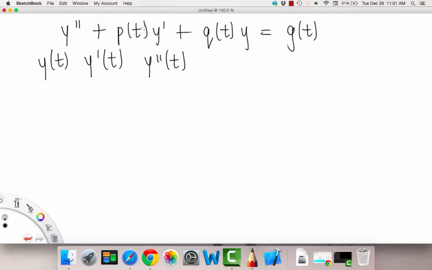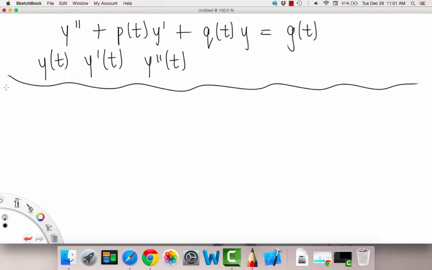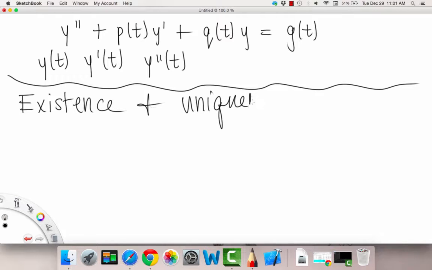Okay? So anyways, the first thing that we're going to cover after our introduction of the second order equations is existence and uniqueness. There's actually not much to it. So existence and uniqueness theorems are, this is the fun part, basically the same.